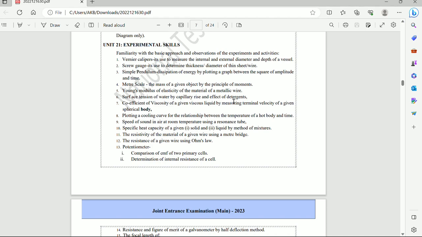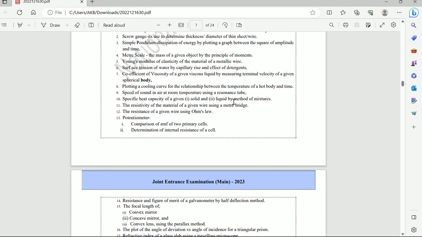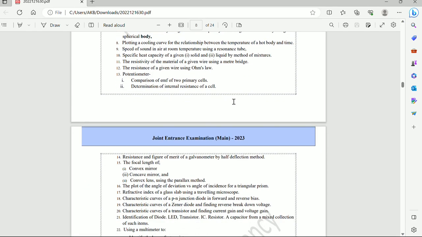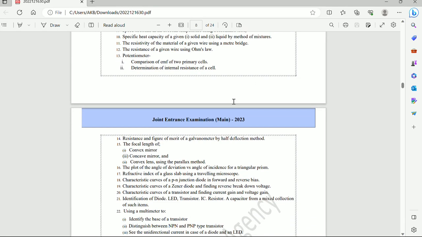of mixtures, the resistivity of the material for a given wire using a meter bridge, the resistance of a given wire using Ohm's law, potentiometer, comparison of EMF of two primary cells, determination of internal resistance of a cell, and 14th is resistance and figure of merit of a galvanometer by half deflection method.